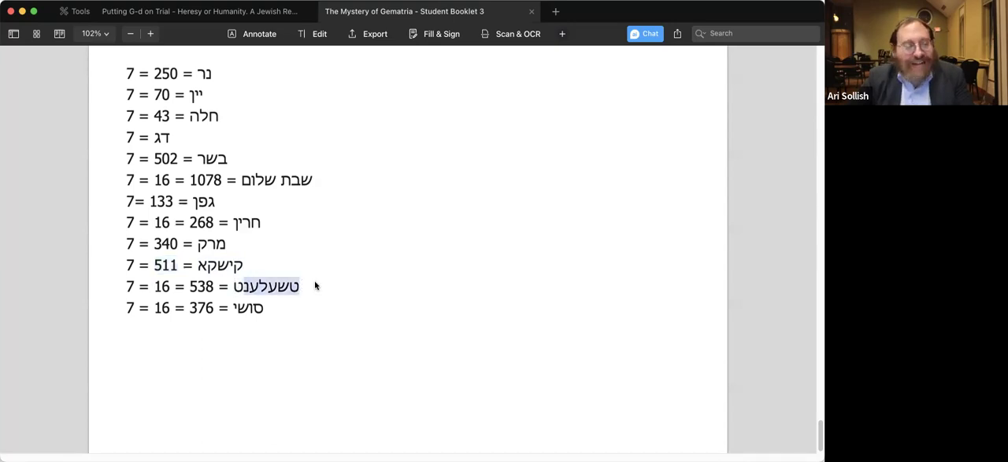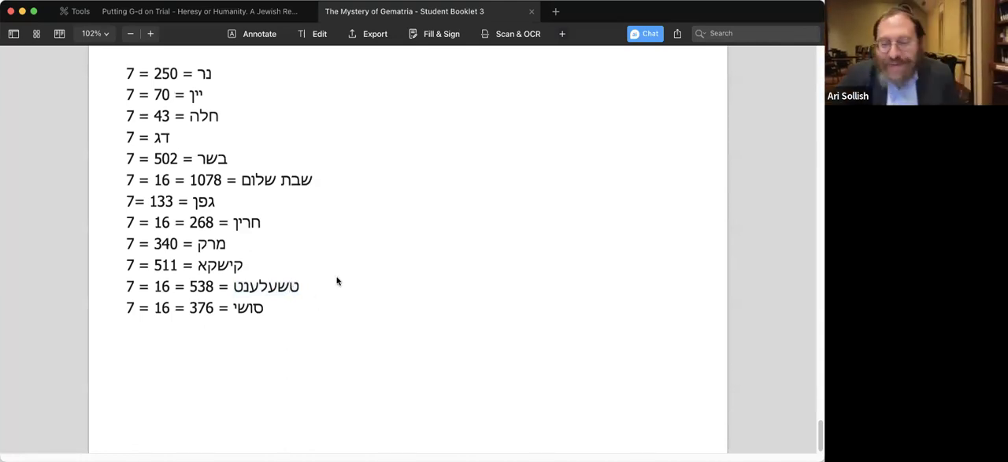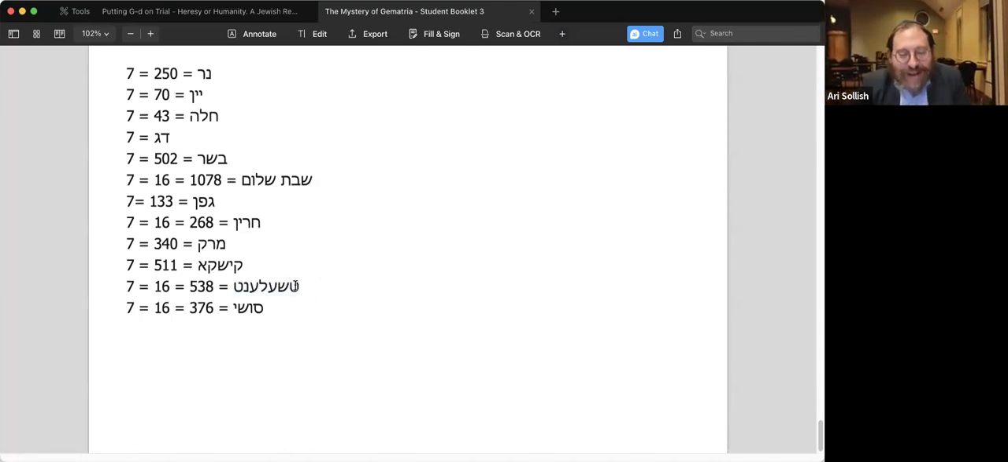Cholent, we spelled it a little bit like Yiddish would spell it. So we may have had to massage it slightly. So we have Tes is 9, Shin is 300, Ayin is 70, Lamed is 30, Ayin is 70, Nun is 50, Tes is 9, 538. 5 plus 3 is 8, plus 8 is 16. 16, 1 plus 6 is 7.